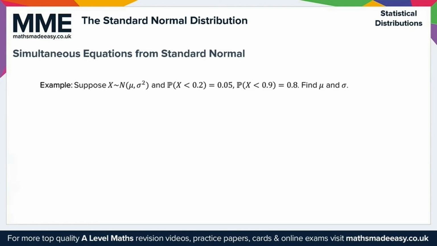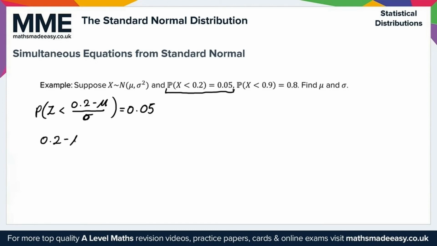So again, let's just consider writing our probabilities out. If we start with this first probability here, well, we can say then the probability of z being less than 0.2 minus mu divided by sigma is equal to 0.05. We can't do anything with mu and sigma. We don't know what those parameters are. But now we can use the percentage points table. So here we obtain that 0.2 minus mu over sigma is equal to minus 1.6449.